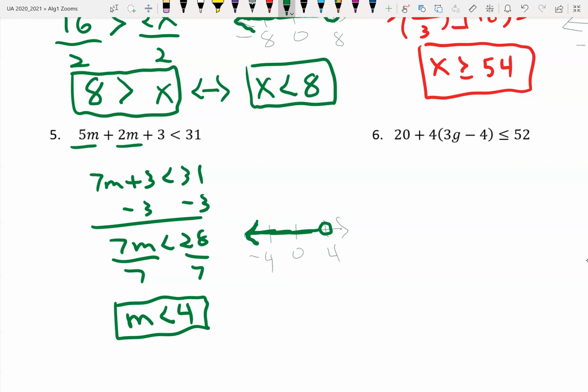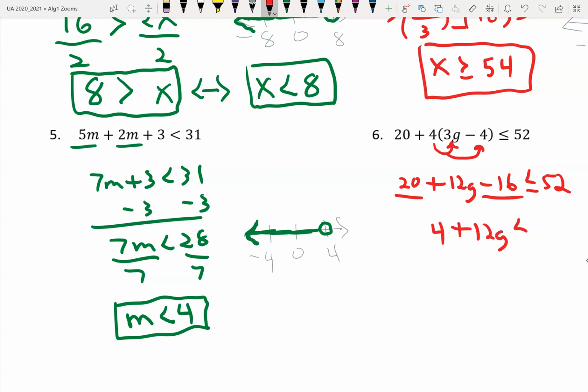Number 6. We see we have a number connected to parentheses. We know connected means multiply. We need to distribute. 20 remains the same. 4 times 3 will be 12g. Keeping our operator the same in between. 4 times 4 is 16. Combining like terms 20 and minus 16, that gives 4. You could add 16 on both sides and then subtract 20. This will be slightly quicker if you combine like terms first.